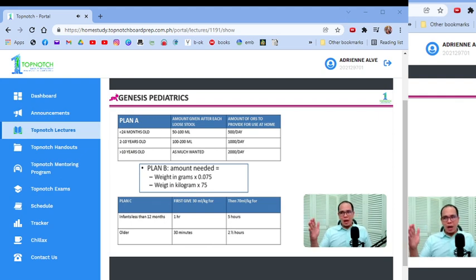Doc, paano kung habang 4 hours na yun, dumudumi pa siya? So on top of the 750 ml, dapat meron ka pa ring replacement, volume per volume. Okay? If your patient comes to you severely dehydrated, this is how you do it.